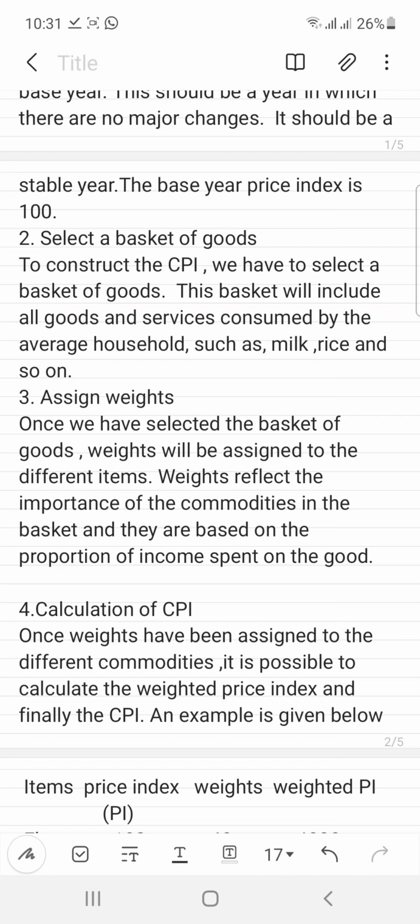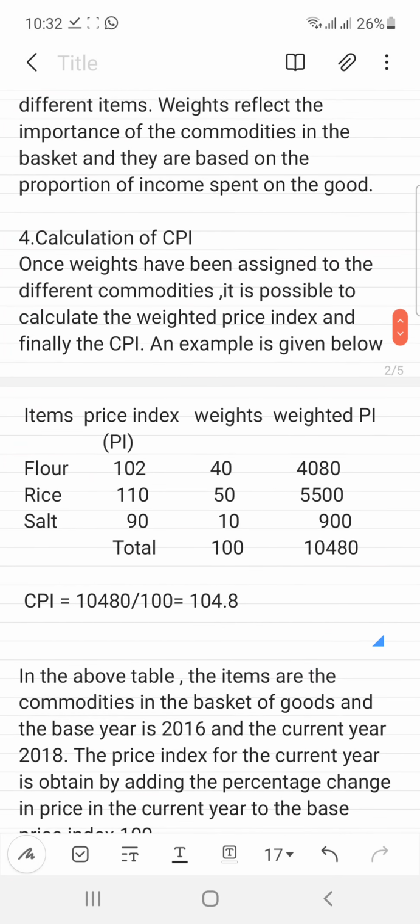It is because all goods are not going to have the same importance in terms of how much we spend on the good. For example, we are going to spend much more on rice than on salt. Our expenditure on rice will be much more than our expenditure on salt. So these different goods will have different weightage depending on the percentage of income we spent on the good. Then, once we have assigned the weights, we can calculate our CPI.